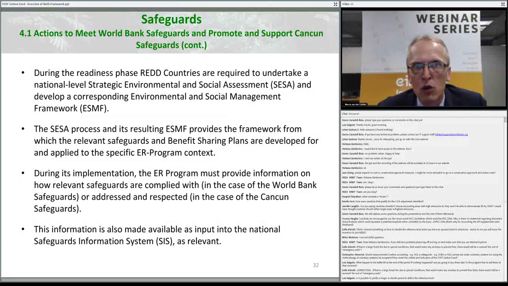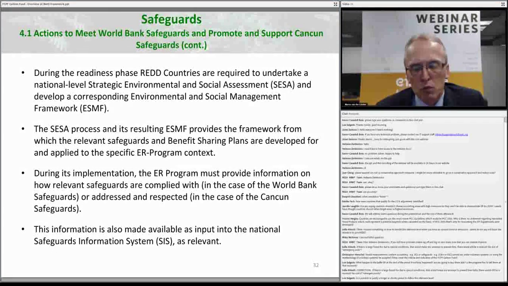So the idea is that the framework will identify the sort of safeguards that might kick in depending on the actions that you're planning as part of your strategy. And the idea is really that in your ER program you have an opportunity to test out part of the REDD strategy that you're developing for the national level, but then on a slightly smaller scale. So the SESA process and this ESMF process will give you a basis to develop the safeguards approach for the program as well. So build on that process.